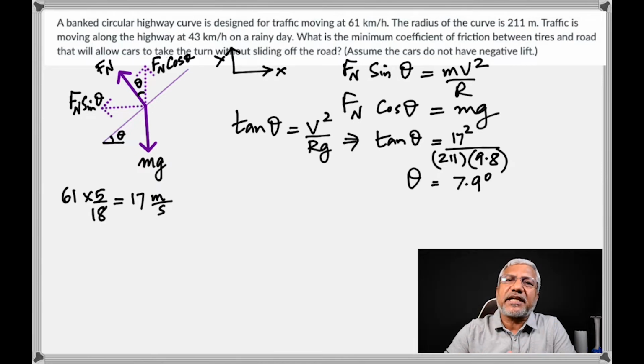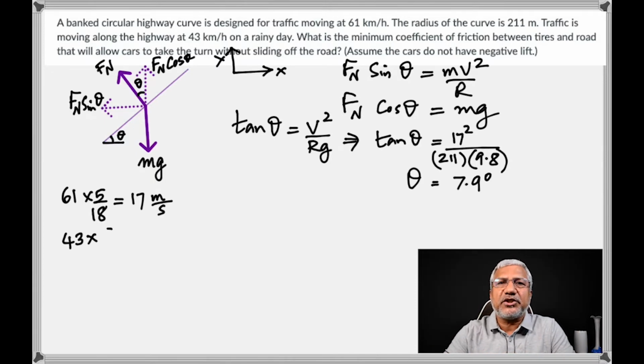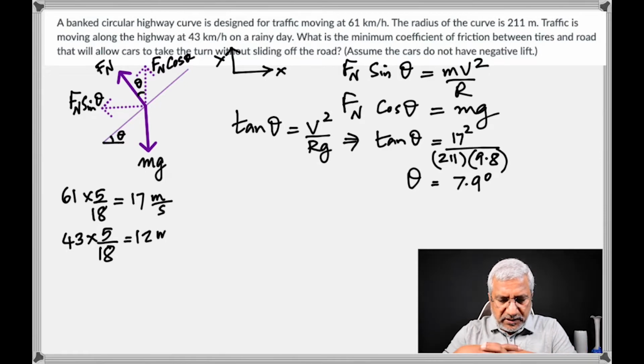So now we go to the second part. In the second part, the cars are moving along at 43 km per hour. So let's change that into meters per second first before we do anything else. And by the same process, we get 12 meters per second.